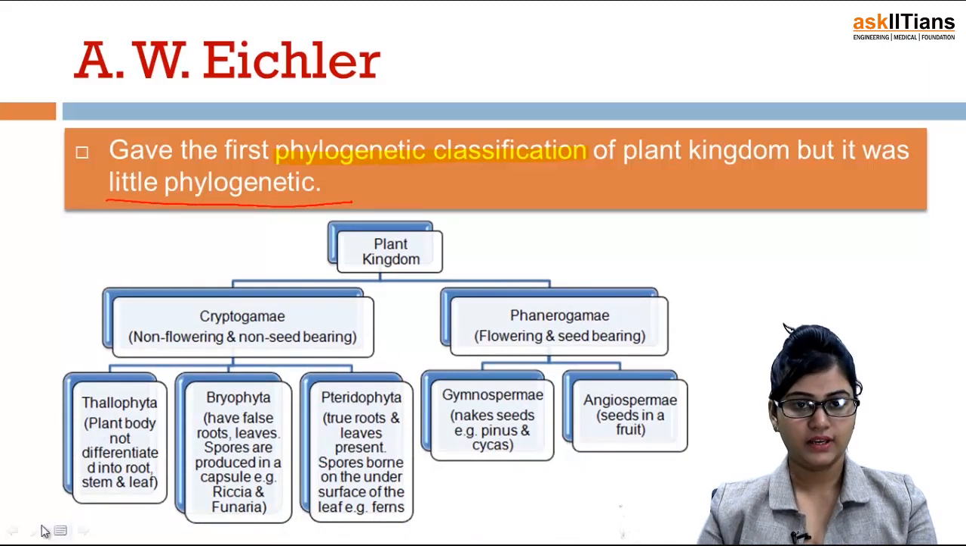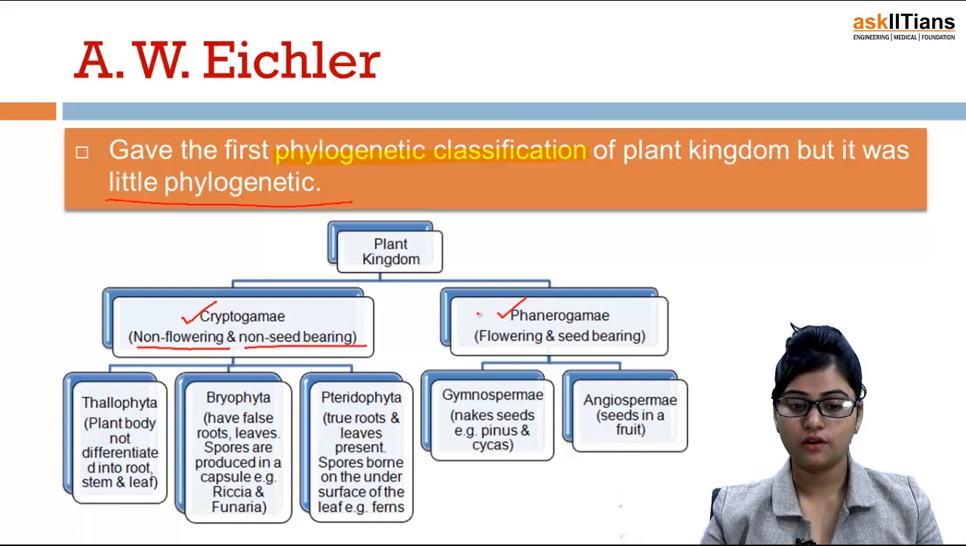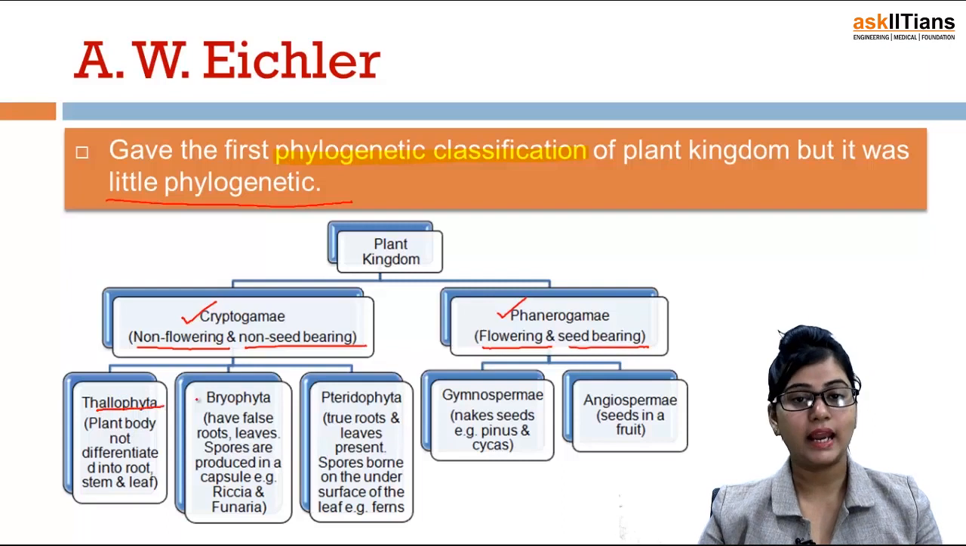Look at this classification given by A.W. Eichler. You can see he classified the plant kingdom into two first, cryptogamia and then phanerogamia. Cryptogamia consists of non-flowering and non-seed-bearing plants. Phanerogamia consists of flowering and seed-bearing plants. Cryptogamia is again subdivided into Thallophyta, Bryophyta and Pteridophyta.